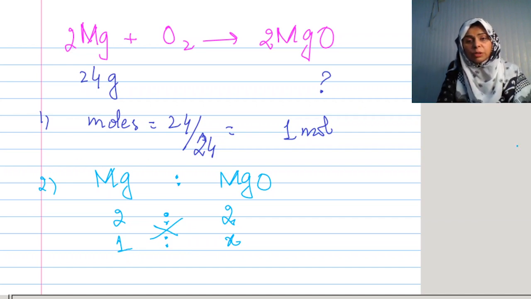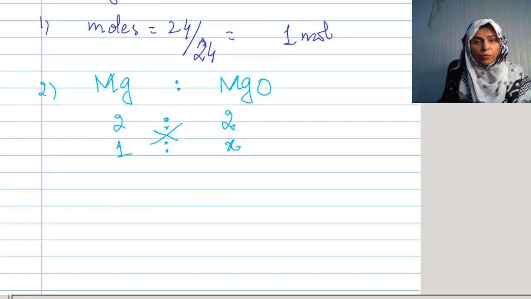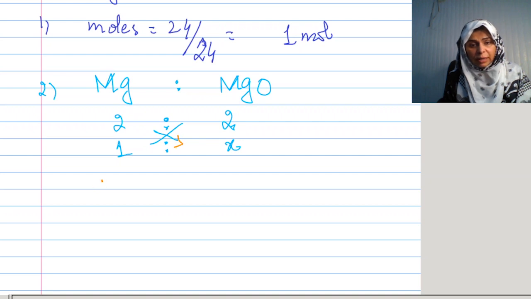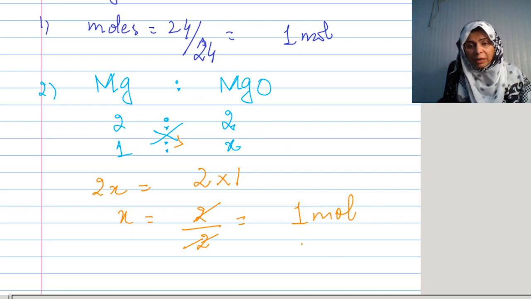So how will we do this? 2x, this 2 will get multiplied by, let me change the color. This 2 will react with this x. 2x is equal to 2 multiplied by 1. If the x value is here, then 2 divided by 2 is equal to what? 2 ones are 2, divided by 2 is 1 mole. So 1 mole of magnesium oxide.